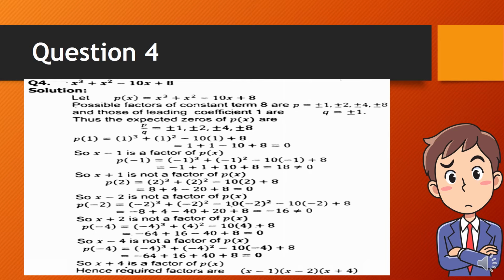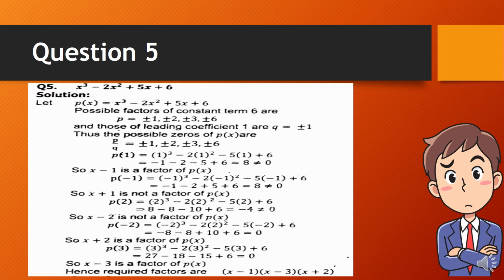Now p of minus 4 is checked. It will give you 0. So you can write x plus 4 is a factor of p of x. Similarly, you will check all the numbers and you can write the required factors, that are x minus 1, x minus 2 and x plus 4.